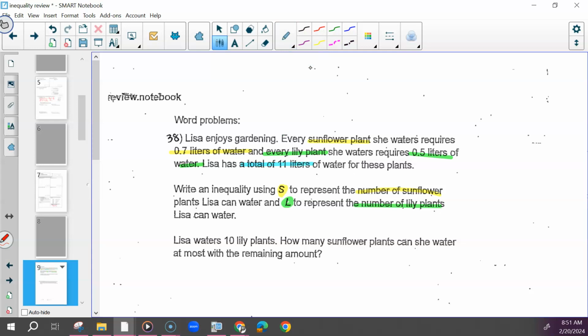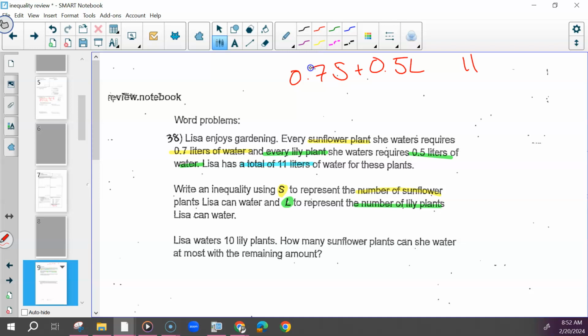Because we have two different variables, this is going to be set up like your systems, but only one inequality, with two variables. So we know the 0.7 and the S are going to go together, and the 0.5 and the L are going to go together. And because we know it's a total, we're adding. The L, not a less than. And then we don't know our symbol yet, but we know the total is lower.